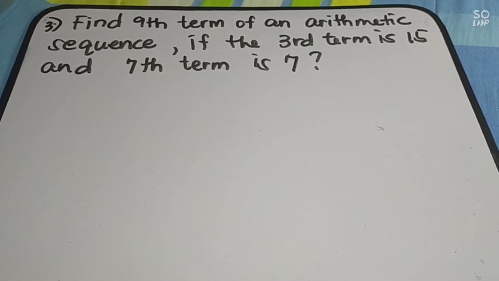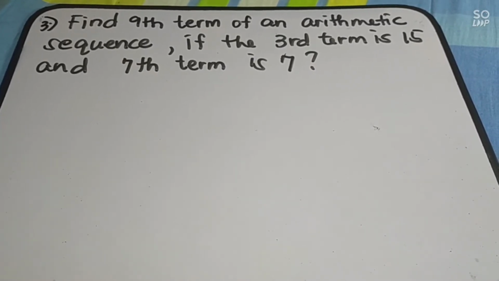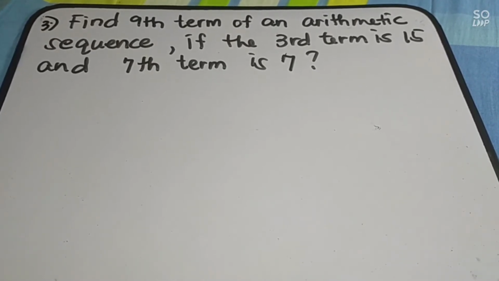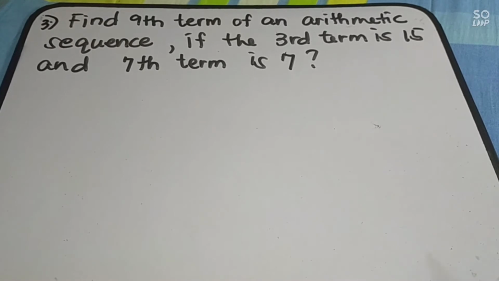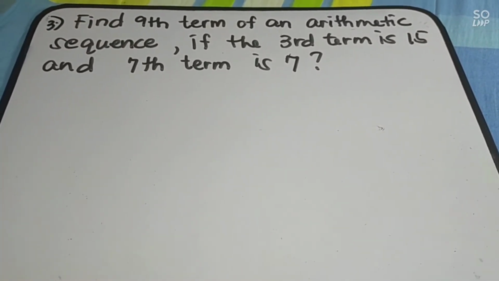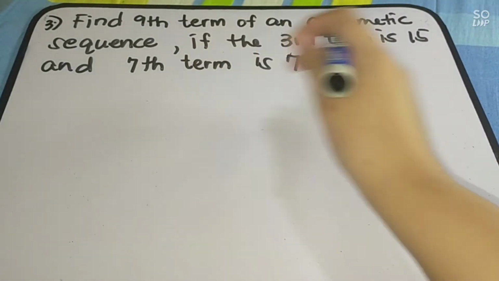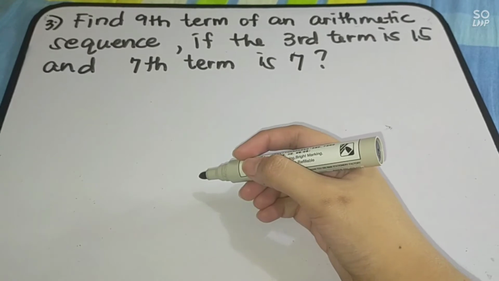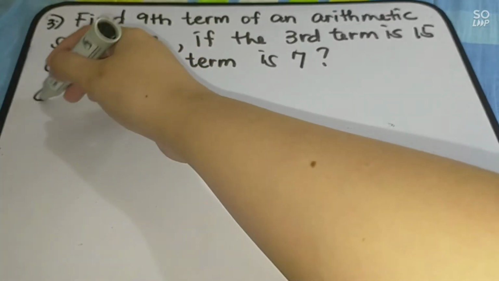Number 3. Find the 9th term of the arithmetic sequence if the third term is 15 and 7th term is 7. So, again, this one, para tong katulad nung una nating tanong. So, yun nga lang, ang hinahanap natin ay si 9th term. So, for us to find this one, kailangan natin makuha si common difference. Okay? So, let us have the given.